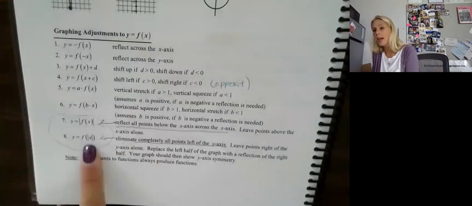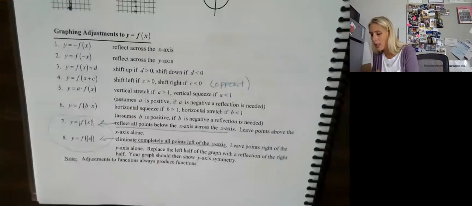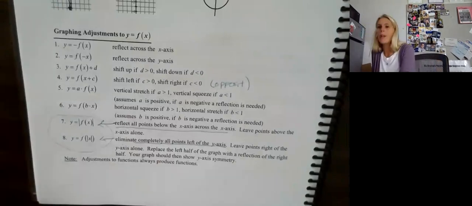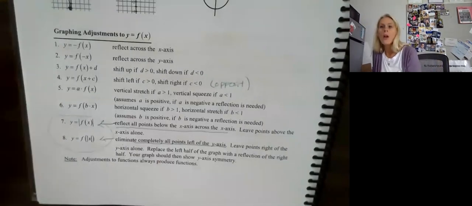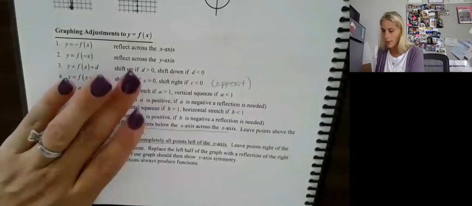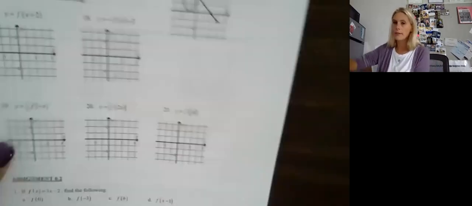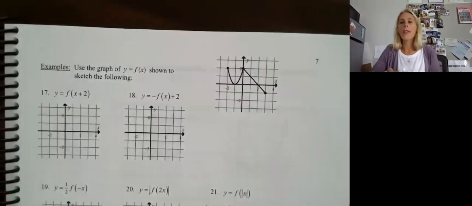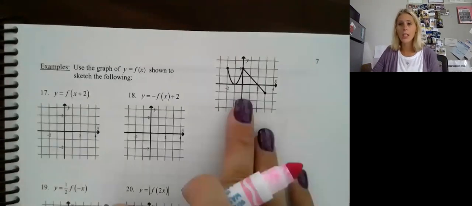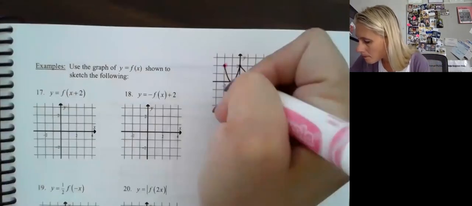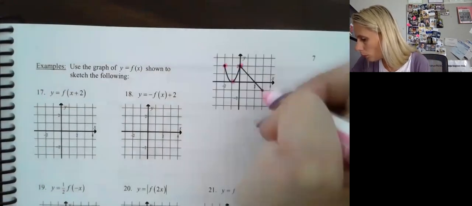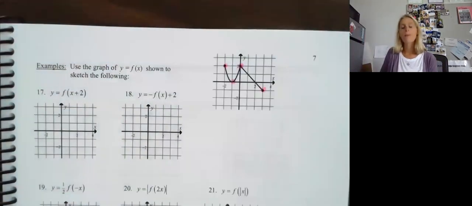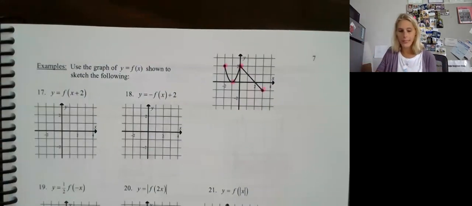So when the absolute value is on the inside, we eliminate the complete left side and then we reflect it over the y-axis. We're going to practice this so it totally makes sense. Okay, so first of all, I am going to show you that when you have a random function like this, the f of x function, it is easier to pick coordinates that you are going to move and then draw everything else in, okay?